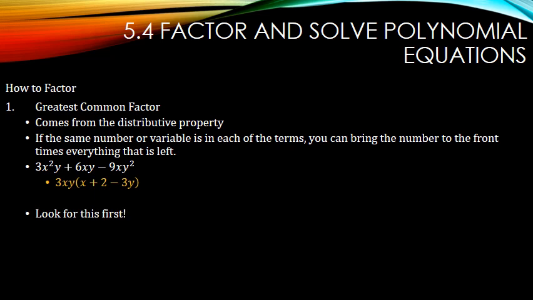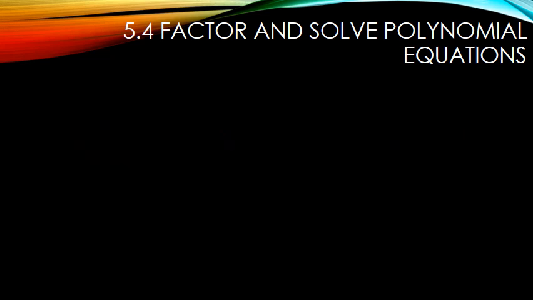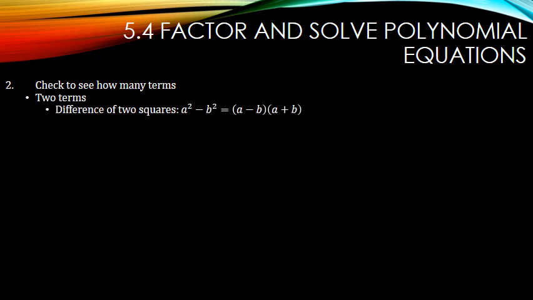Look for the greatest common factor first. After you've done the greatest common factor, count the number of terms. If there are 2 terms, you need to look for special patterns, such as the difference of squares. Here's an example for difference of squares.